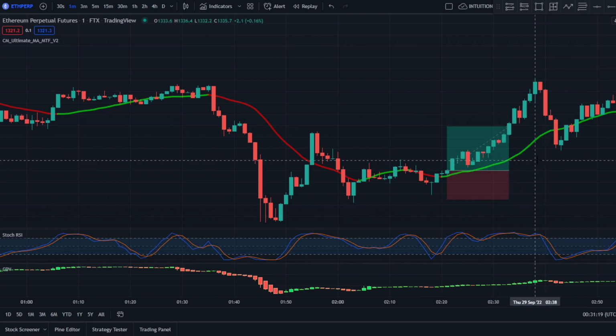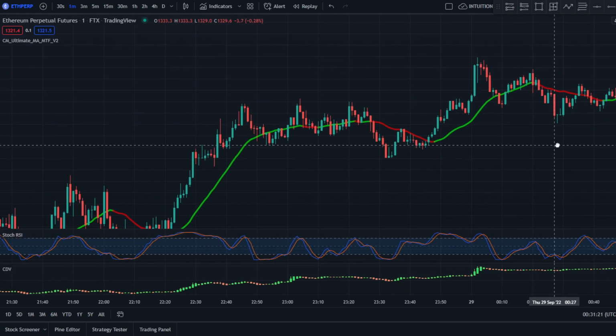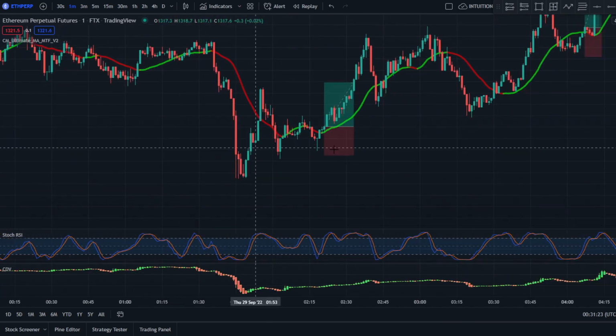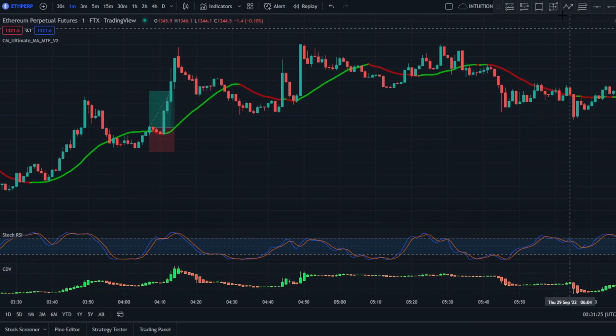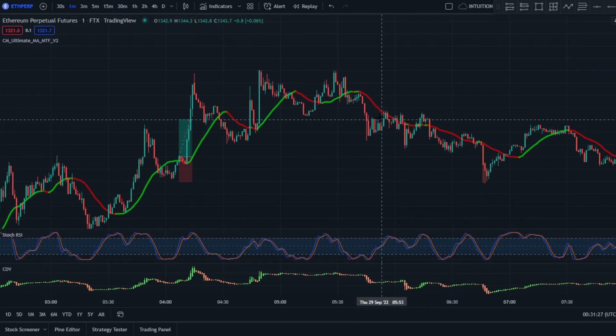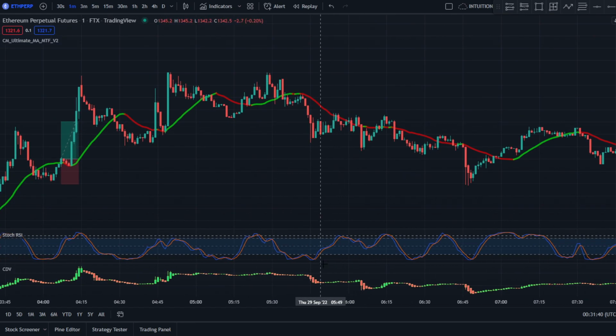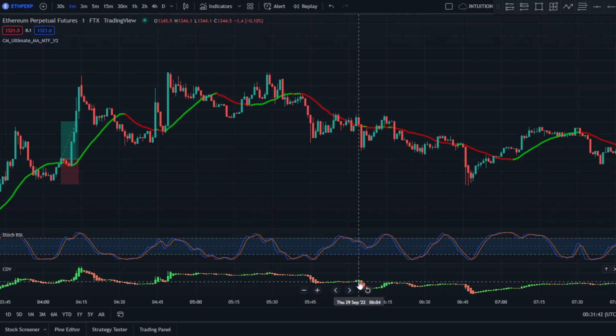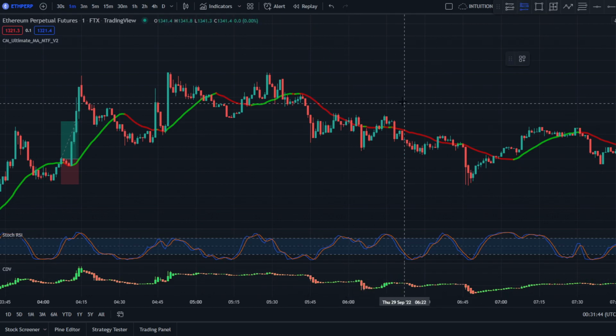Now let's look at the signals to go short. Basically, short is everything opposite of the long position. You just want to wait for price to be below the trend line, and the trend line must be red in color. You must have the crossover of the blue line below the orange line, and the crossover must happen above the 80 value area. And next up, you must have a red candle on the cumulative delta volume signal.